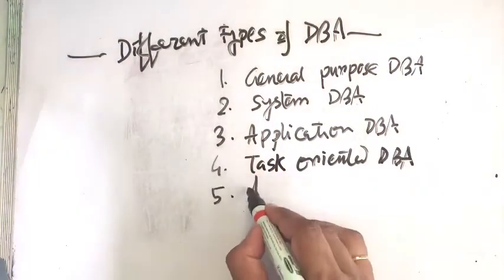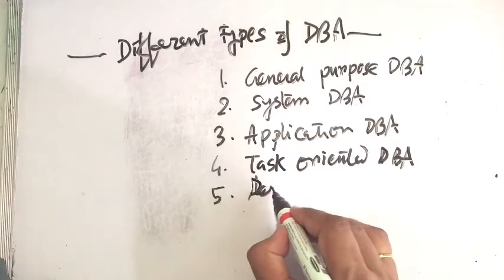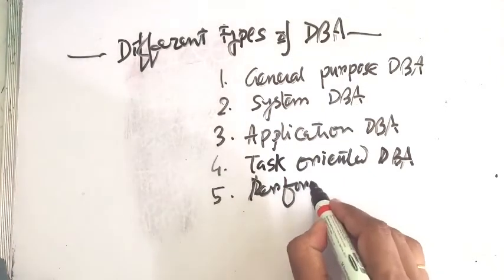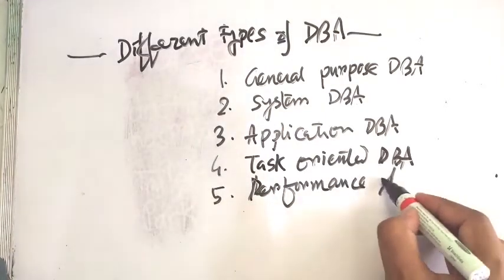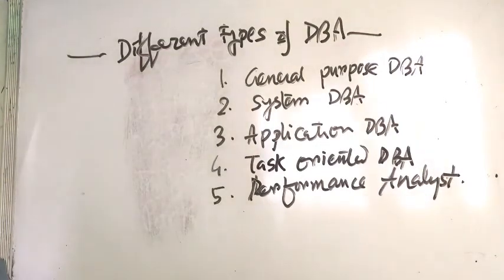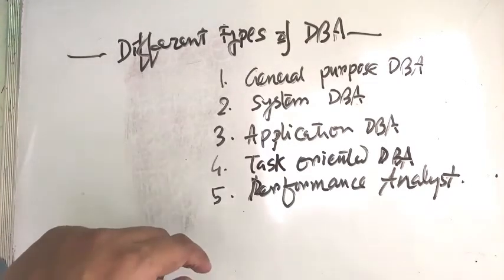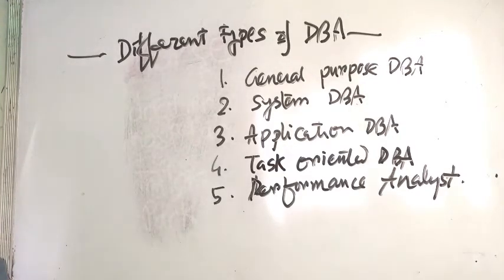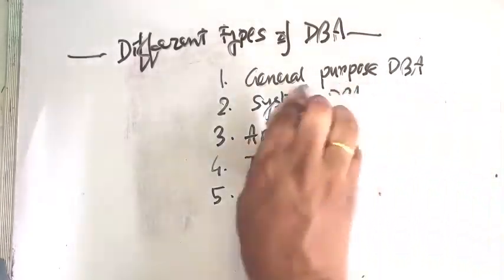And the performance analyst. So these are the different kinds of DBA available in the DBMS system. The most common DBA is the general purpose DBA. These DBAs perform all types of administration and data related tasks.